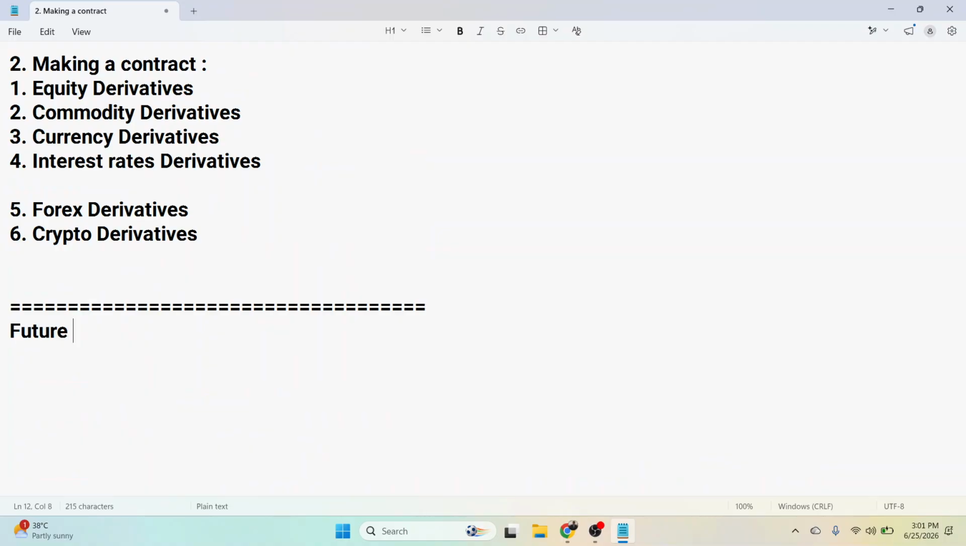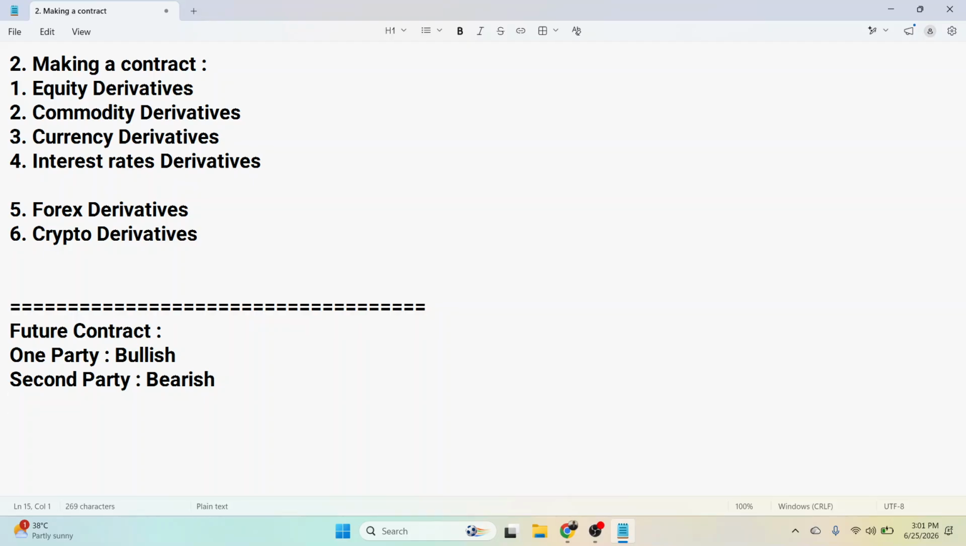A future contract, as I've told you, is a contract between two counterparties. One party is bullish about the market and the second person is bearish about the market. Only then can they make a contract. That's why we call it a counterparty.